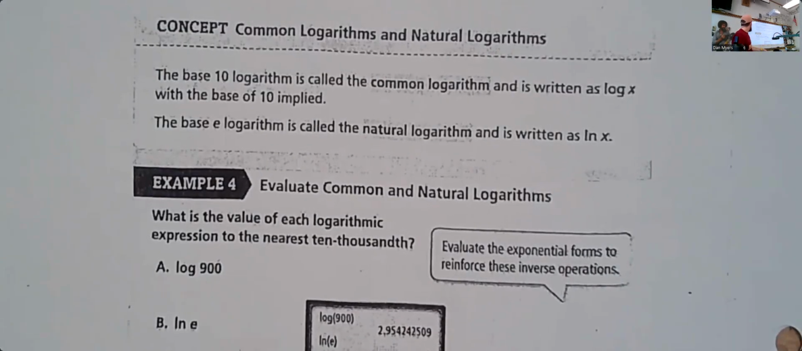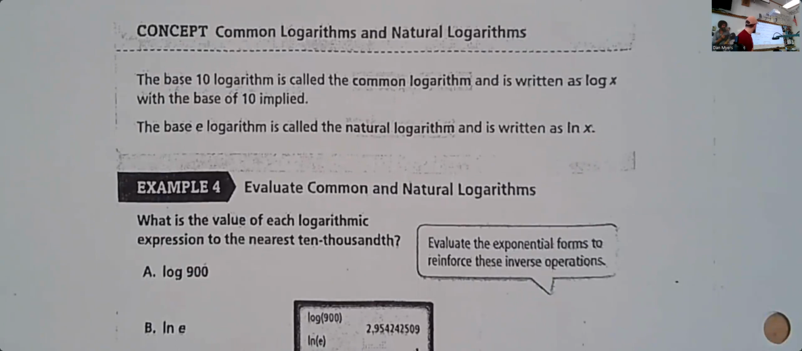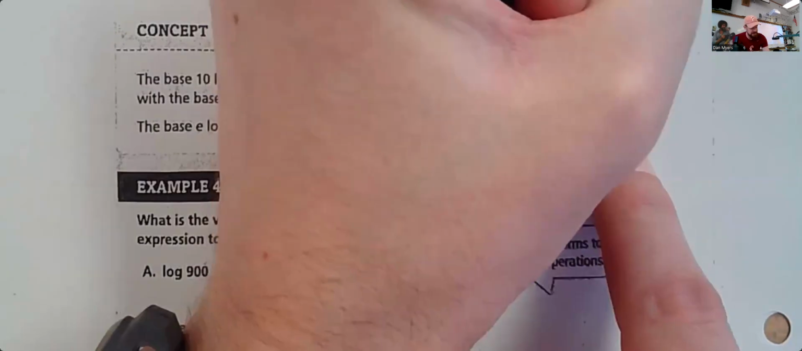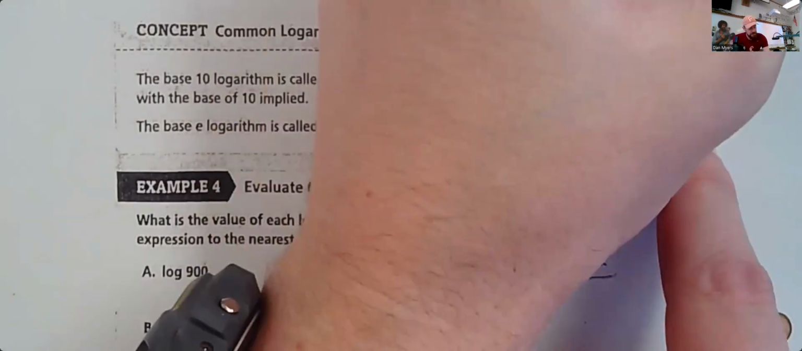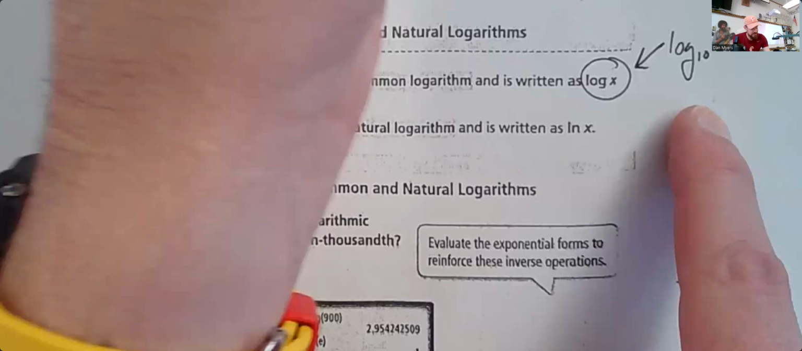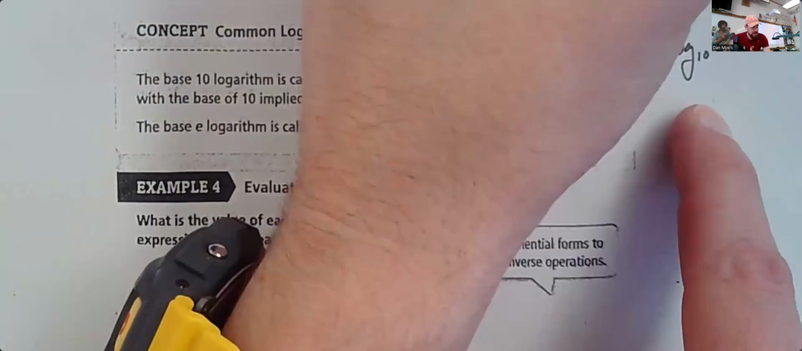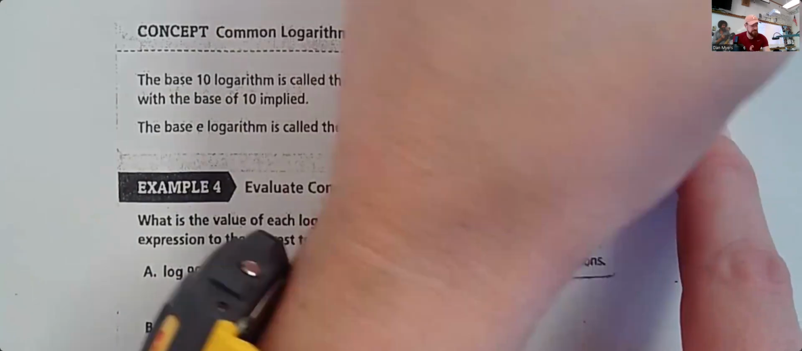Anyway, the concept here says the base 10 logarithm is called the common logarithm, is written as log x with the base of 10 implied. For example, log base 10 of x equals something, right?